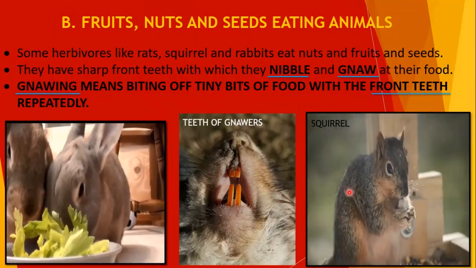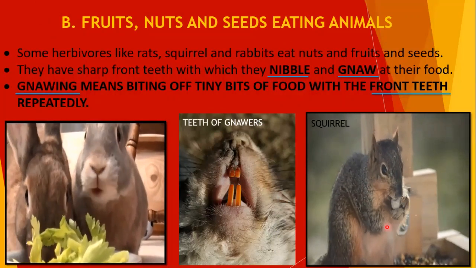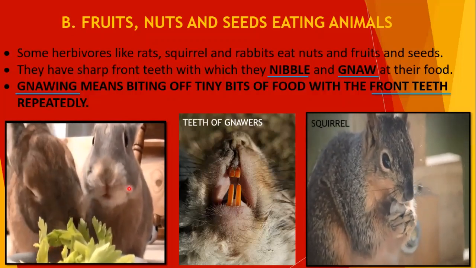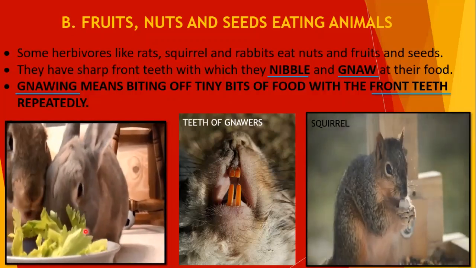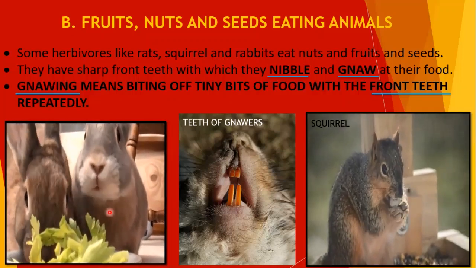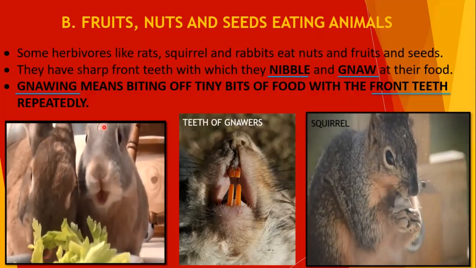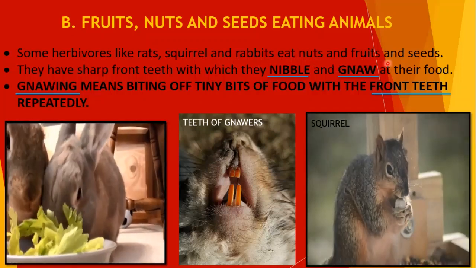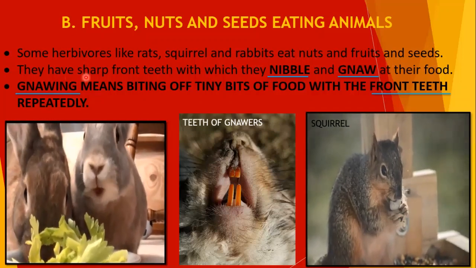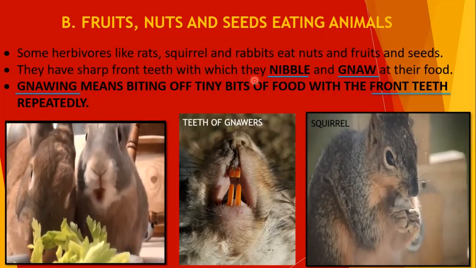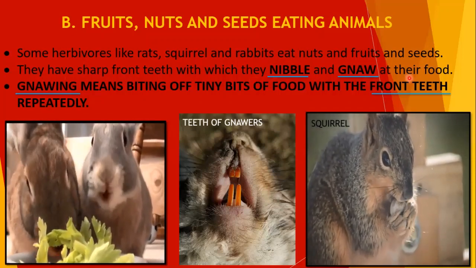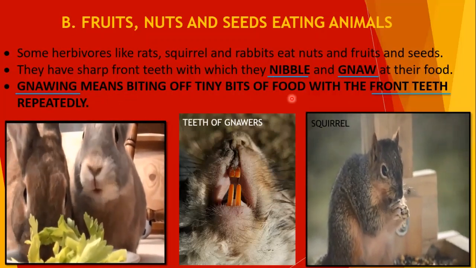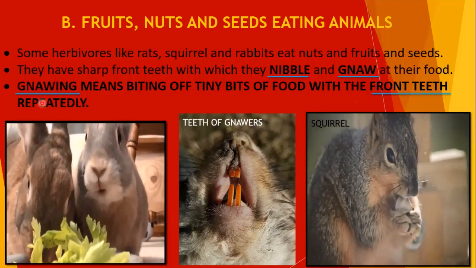Children, gnawing means biting off tiny bits of food with the front teeth repeatedly, and nibble means to bite gently and in small amounts. So you should remember that some herbivores like rats, squirrels and rabbits eat nuts and fruits and seeds. They have sharp front teeth with which they nibble and gnaw at their food.